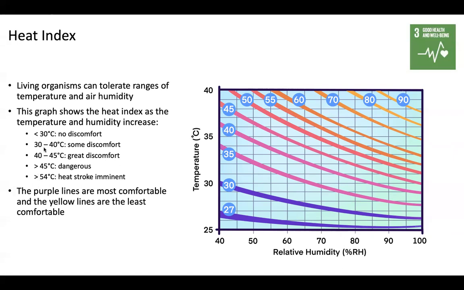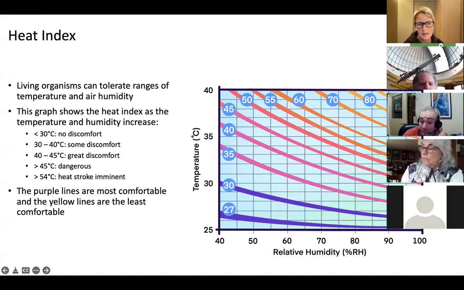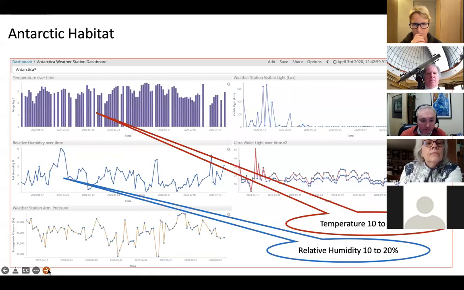So if we have a look here, anything with a heat index less than 30 degrees, there's absolutely no discomfort. From 30 to 40 is some discomfort, 40 to 45 great discomfort, and then it becomes dangerous, and beyond 54, we start getting into the zone of heat stroke and maybe even death. So the purple lines are the most comfortable and the yellow lines are the least comfortable. Are there any questions on that just yet?